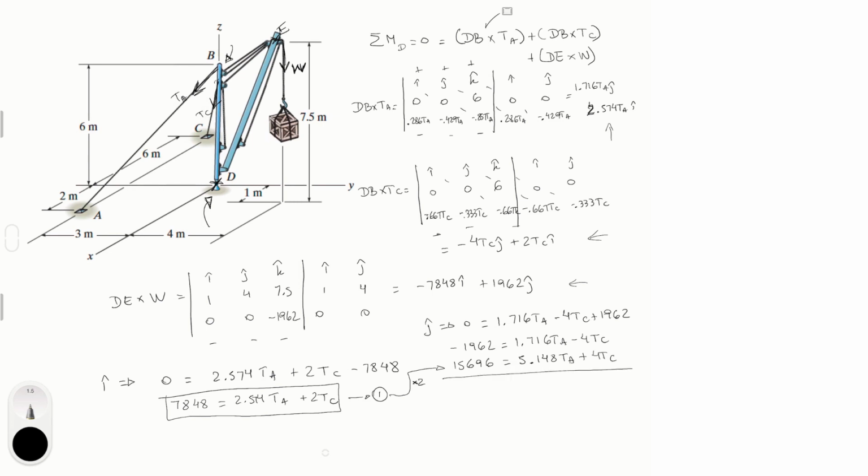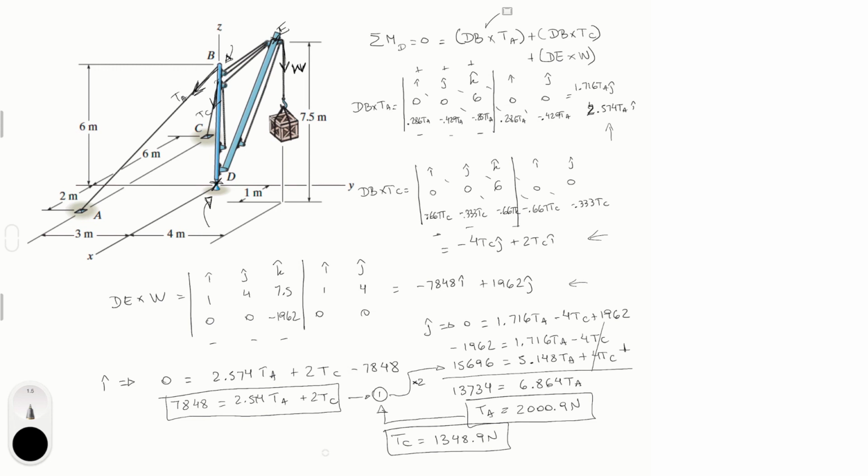If we sum these two equations, the TC cancels out, and we get that 13734 is equal to 6.864 TA. We solve for TA, and this is equal to around 2000.9 newtons. So look, we found TA. If we plug this TA back into equation 1, we should be able to solve for TC, and we should get that it is equal to 1348.9 newtons.